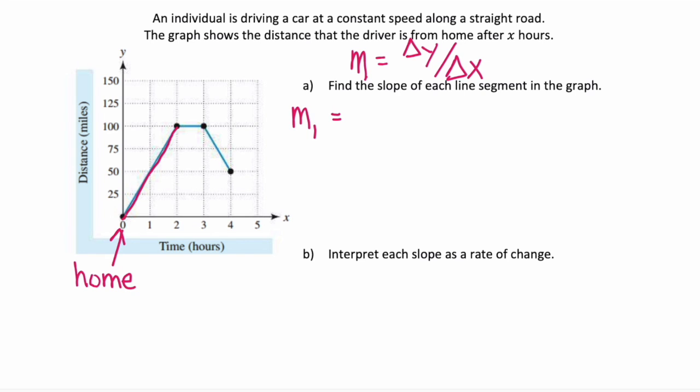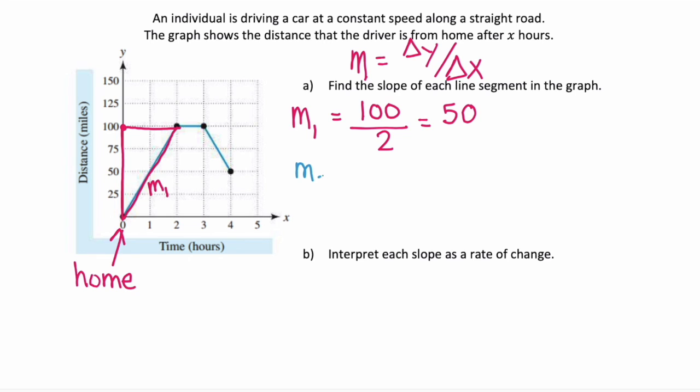Well, how much does y change? y goes from 0 to 100, so it changes by 100. And at the same time, x is going from 0 to 2, so it changes by 2. So slope 1 is equal to 100 over 2, or positive 50.